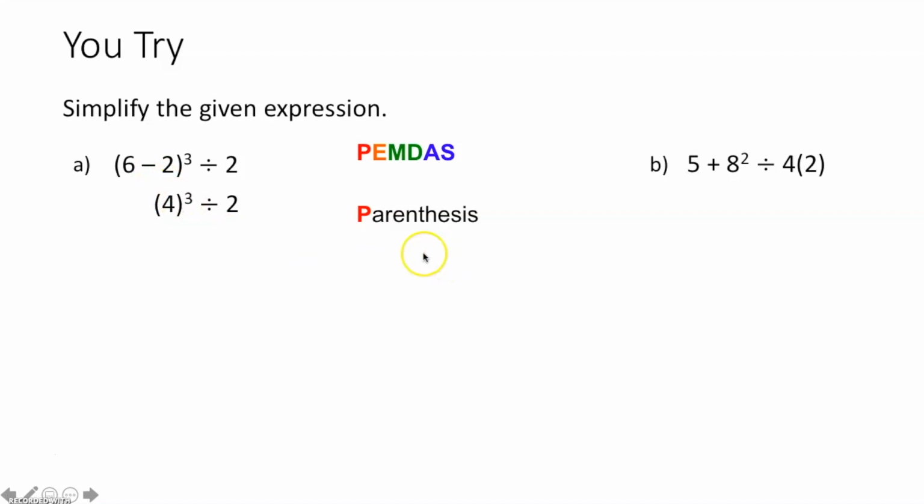Now we move on. After we've completed what's inside the parentheses, we go to exponents. Yes, there's an exponent. We go 4 to the 3rd power. 4 to the 3rd power is going to be 64. Now that we've completed the exponents, we move to the next step, which is multiplication or division.